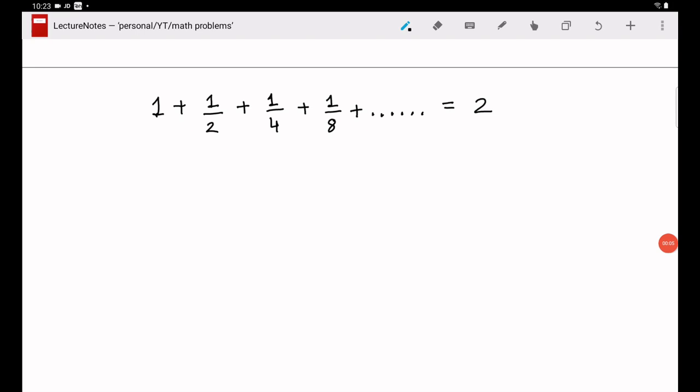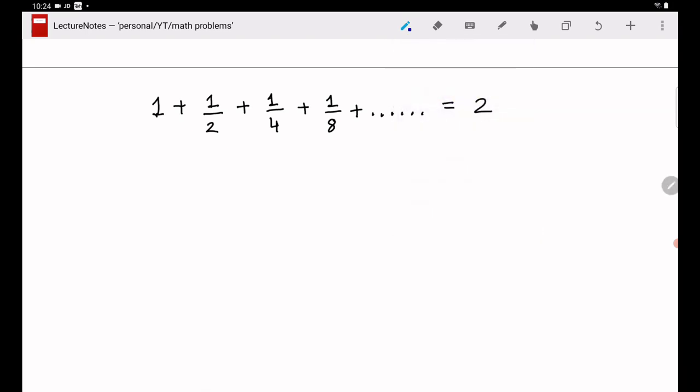In the last video, I showed how the sum of the terms of the infinite series 1, 1 by 2, 1 by 4, 1 by 8 equals 2. But after making the video, I realized something. The answer 2 is actually not the interesting part. The interesting part is that we solved an infinite problem using just one equation.